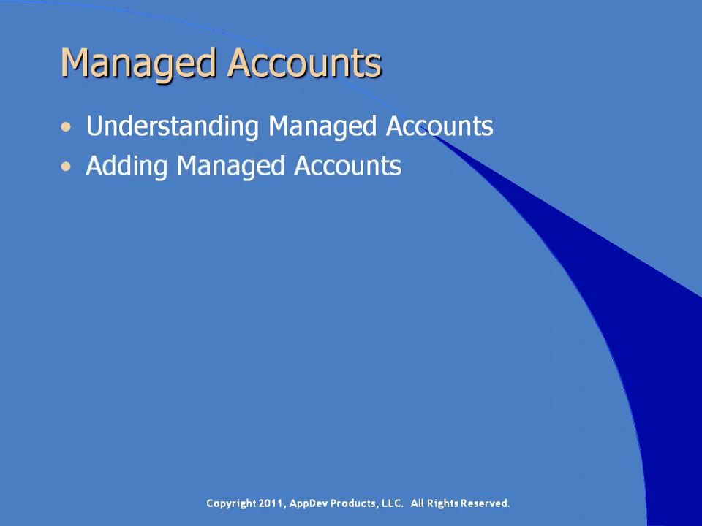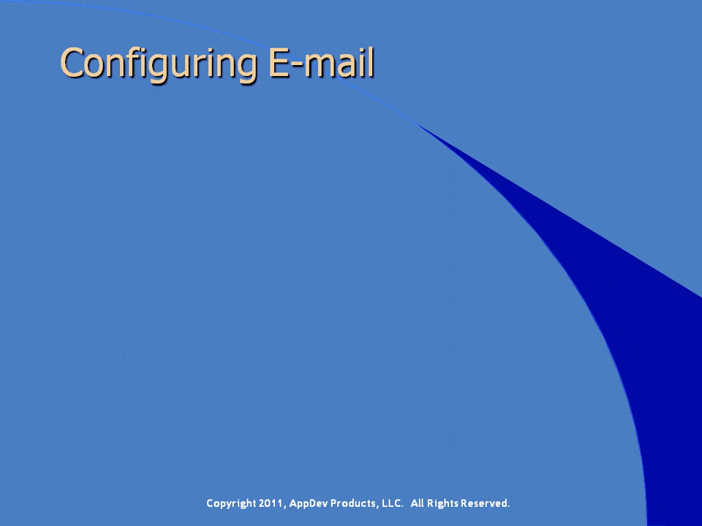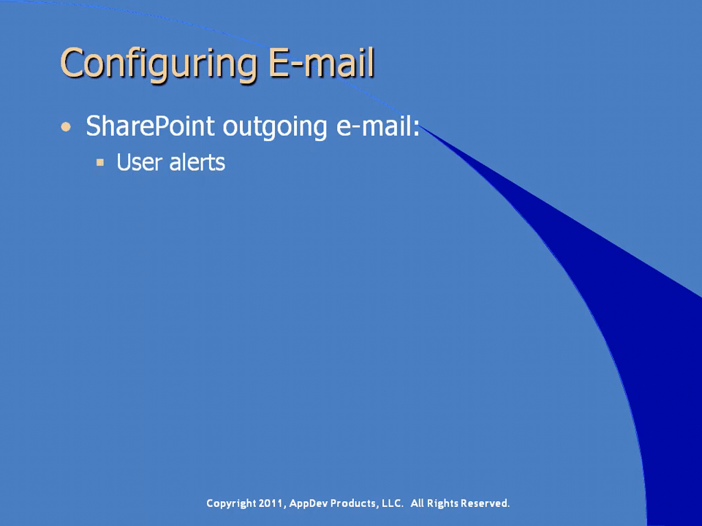It's no different than adding an item to a list or a library. It's just simply typing in the fields and it'll take it from there. Configuring email. SharePoint outgoing email. Without this enabled, users won't be able to get alerts. It also is used for task assignments. If I want to assign a task to a specific user, I could assign it and then they'll get an alert via email for that.